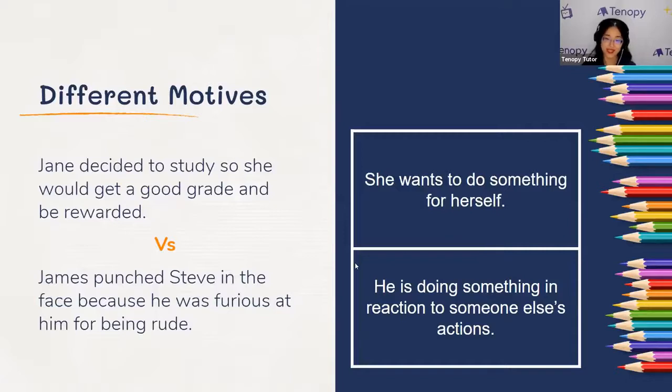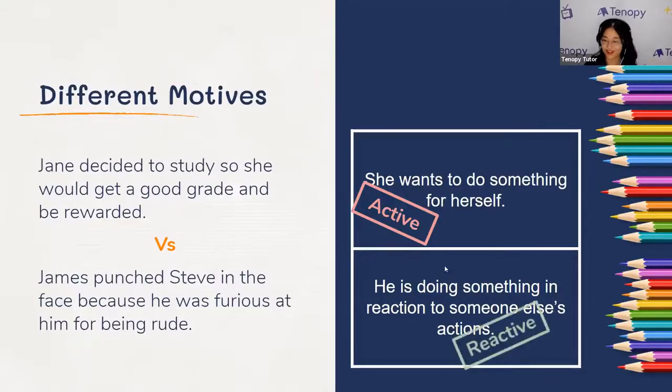But anyways, do these differences make sense? Do you see the difference between Jane wanting to do something for herself, and James reacting to something Steve did? So we hereby classify these two motives. The first one being active. Jane actively wants to do something for herself. And the second one, can you guess the tag? Active and reactive. Very good.